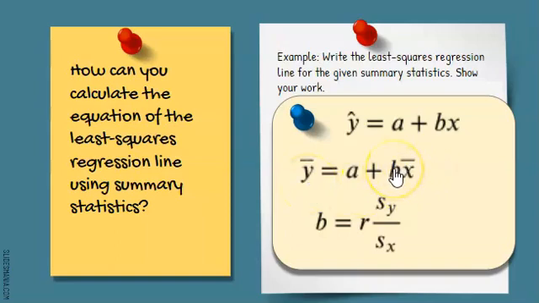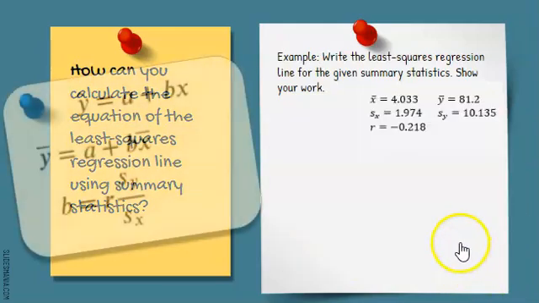And b, the slope. Now how do you know b? Well, b is found by taking r, the correlation coefficient, multiplied by the ratio of the standard deviation of the y's divided by the standard deviation of the x's. So they would have to give you these values for this to be workable. Let's try one of these.